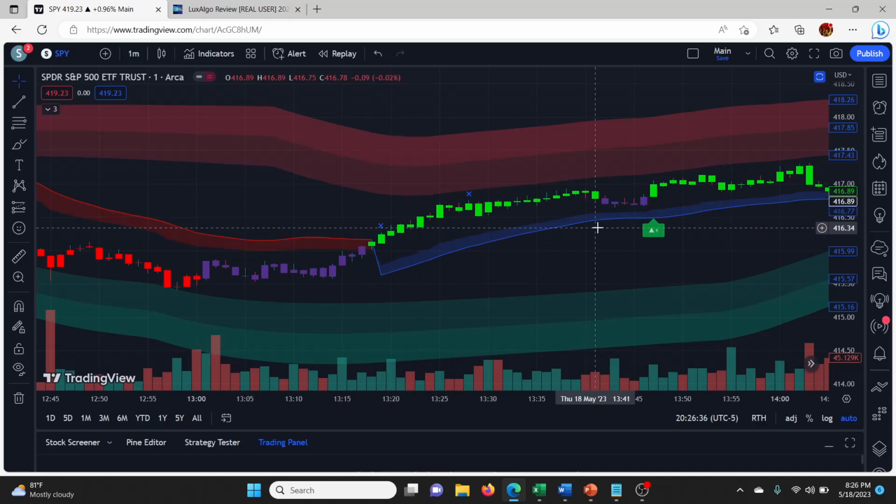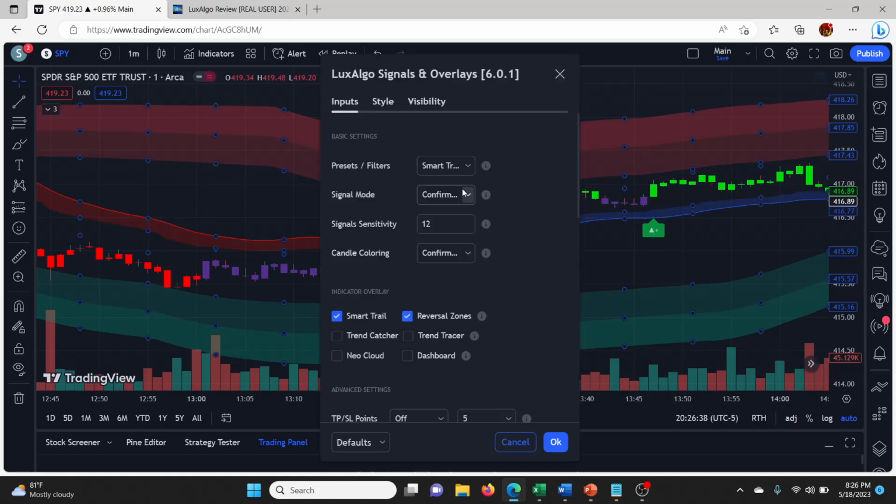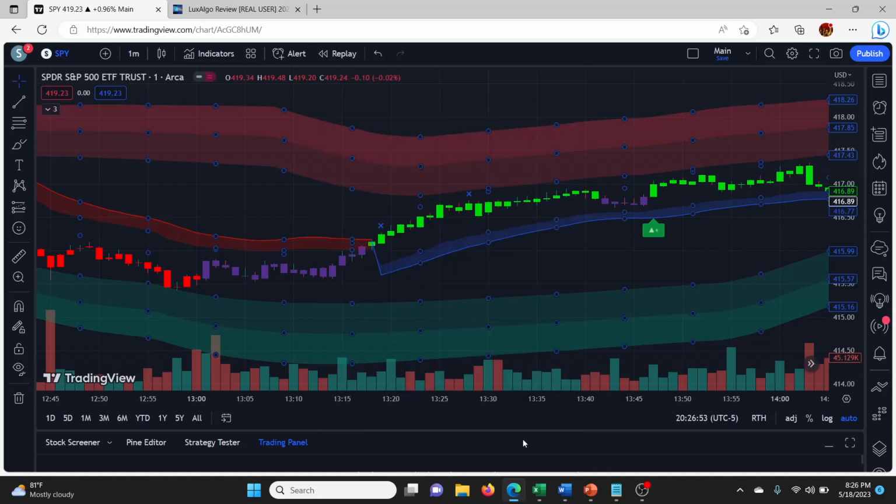And so if we go into the settings really quick for you people that are using it, these are my settings. I go to confirmation. You can do these other things. I'll talk about those in other videos, and I have talked about them. I'll talk about them a bit more though as time goes on. Sensitivity I will set to 12. Smart trails on, reversal zones are on. And that's the settings that I use for all of my videos so far that I talk about my results that I do on a daily basis.